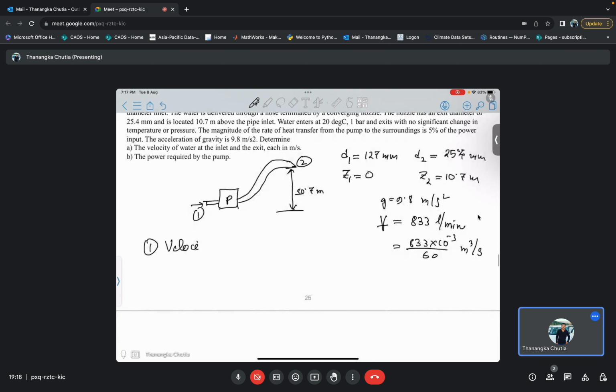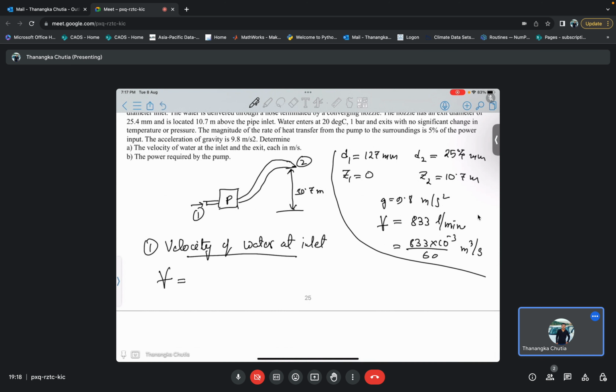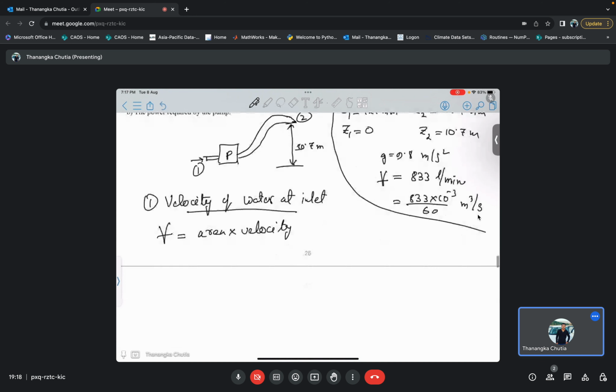Velocity of water at inlet. This is the first thing that is being asked. So how to do it? Volume flow rate is basically area times velocity. Now by conservation of mass, m1 dot is equal to m2 dot.